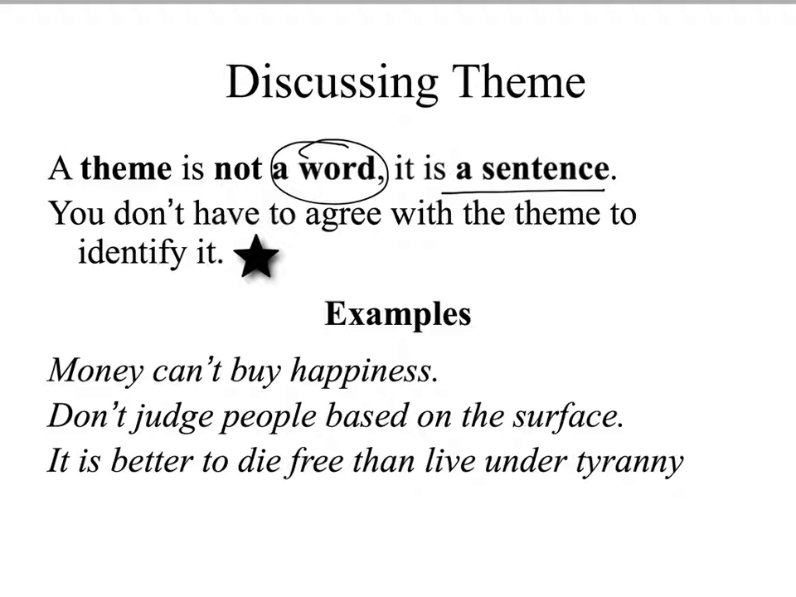Here are some examples of a theme. Money can't buy happiness. Don't judge people based on the surface. Or, it's better to die free than live under tyranny. Now you'll notice that all of these are actually sentences, not single words. And so as you read this selection and other selections, think about what you think is the main message that the author is trying to convey. Then you understand the author's theme.